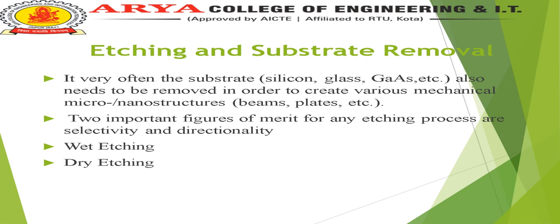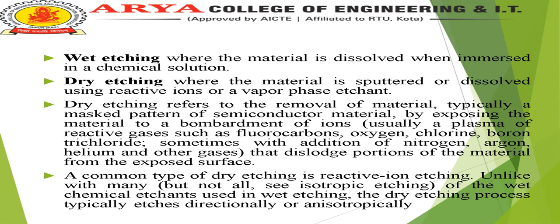Another one is wet etching. There are two types of etching available: wet etching and dry etching. What is the meaning of wet etching and dry etching? We will discuss in the next slide. What is wet etching? Wet etching is where the material is dissolved when immersed in a chemical solution. And what about dry etching? It is where the material is sputtered or dissolved using reactive ions or vapor phase agents.